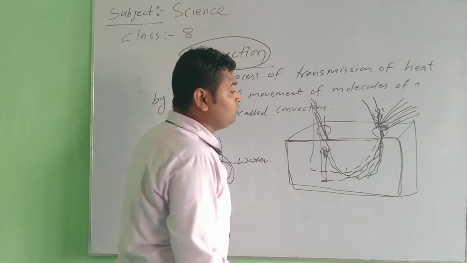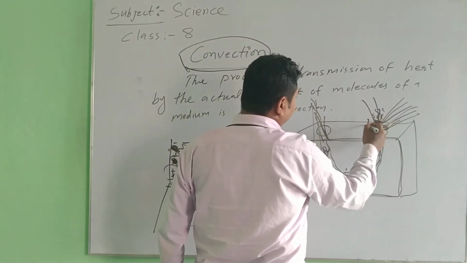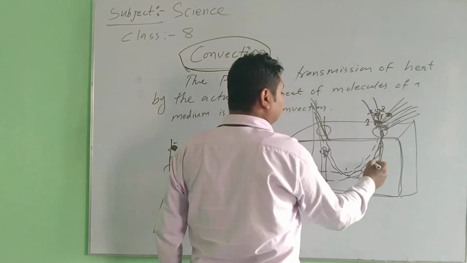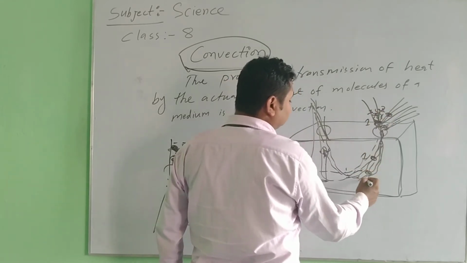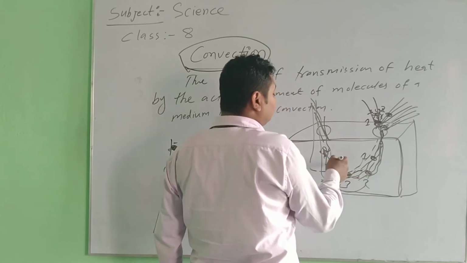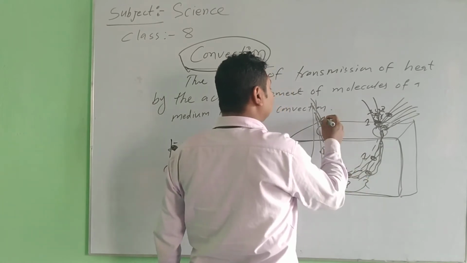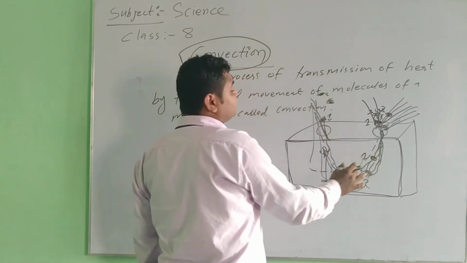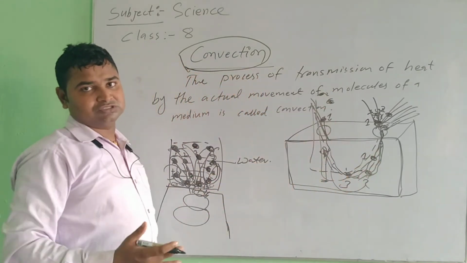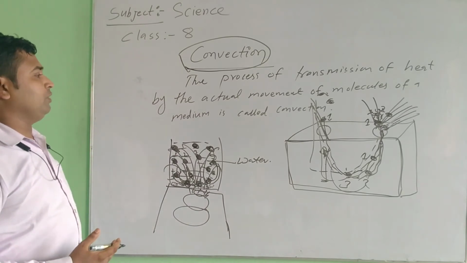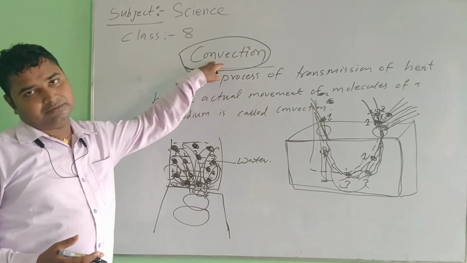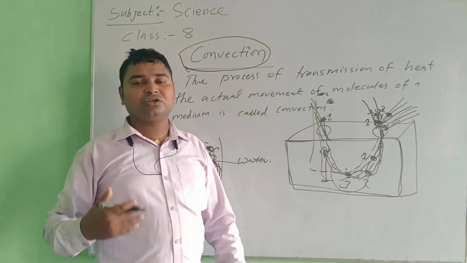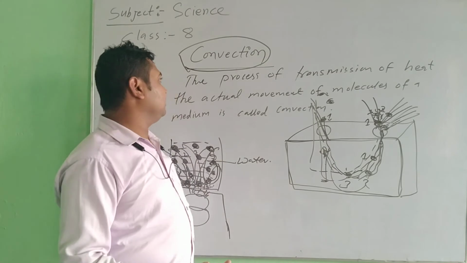It means the molecules present outside, number 1, 2, 3, all come in here, and these molecules once again go up, 1, 2, 3. It means there is a movement of the molecules. This is also one of the best examples of the convection process. What is the convection process? The process of transmission of heat with actual movement of molecules. That is called convection.